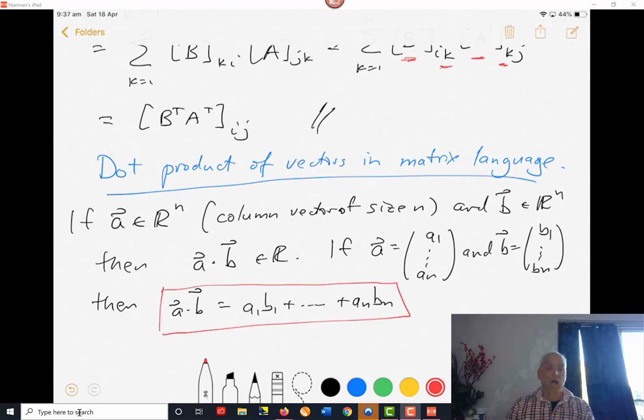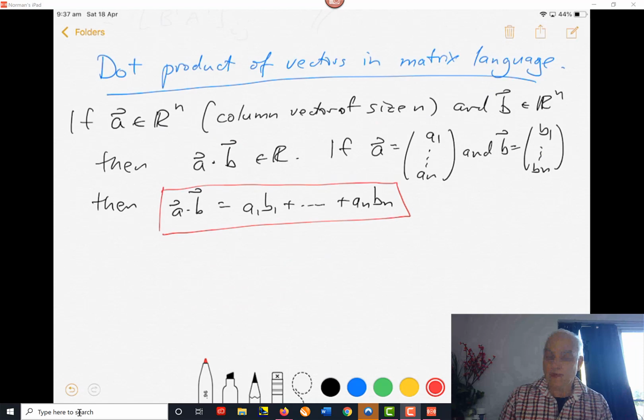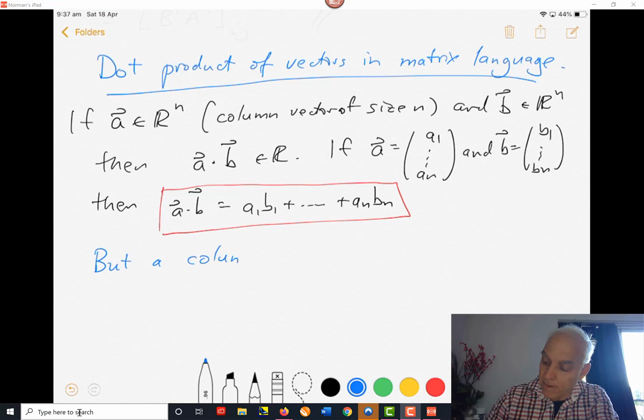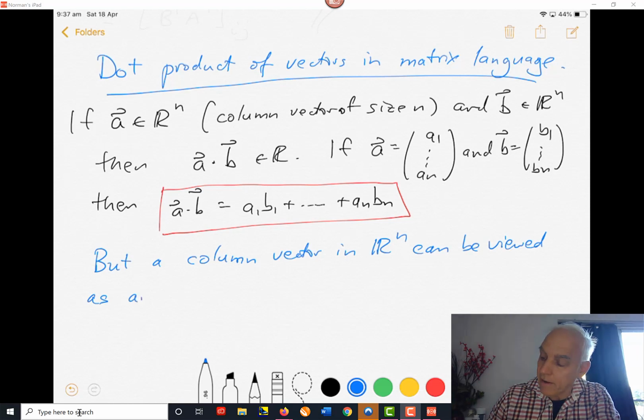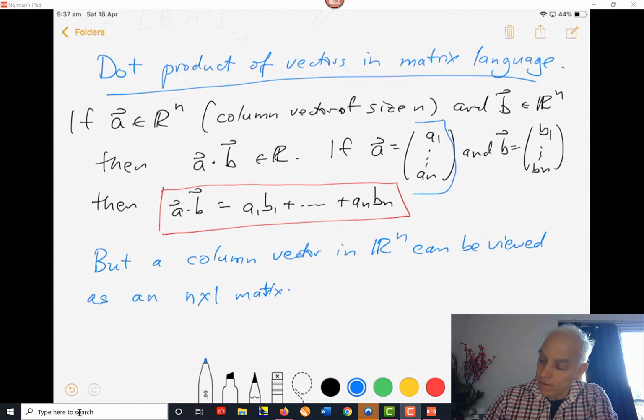Coming from vector geometry. Now, we can interpret column vectors as matrices. A column vector in, say, Rn can be viewed as an n by 1 matrix. This vector here is essentially a matrix with n rows and 1 column.